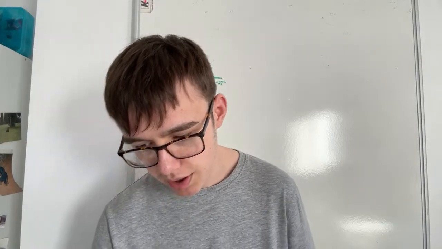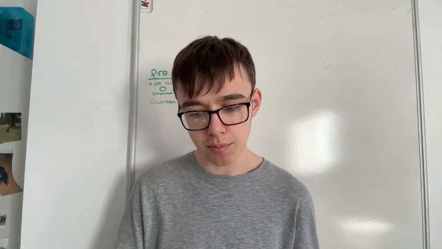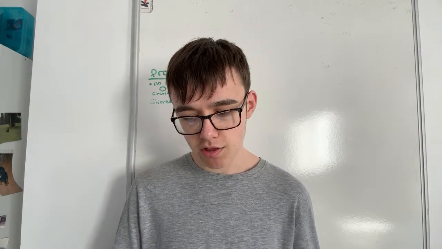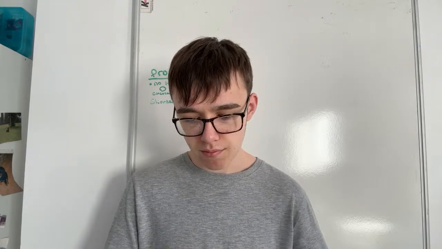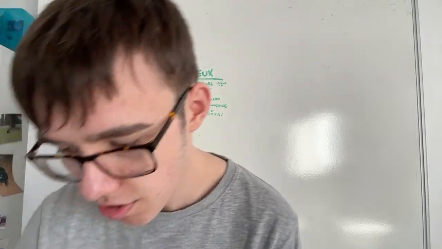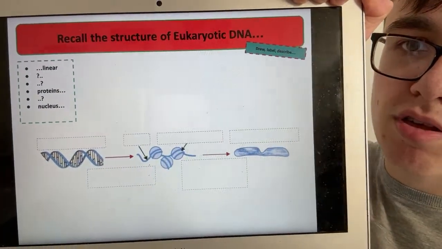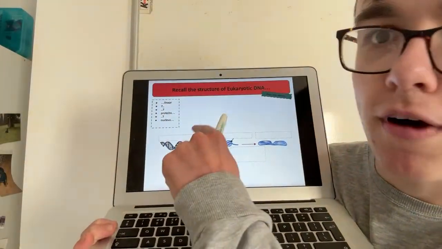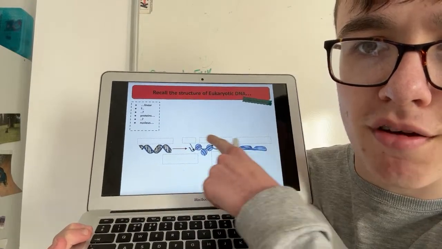So, the first question here that we have is, recall the structure of eukaryotic DNA. So the DNA itself is in a double helix. It's wound around proteins called histones. I don't know, I guess that would just be the DNA. That's the double helix. Sorry, I'm talking to myself here. That's obviously the double helix. That one there, that would be DNA. That would be the histones.